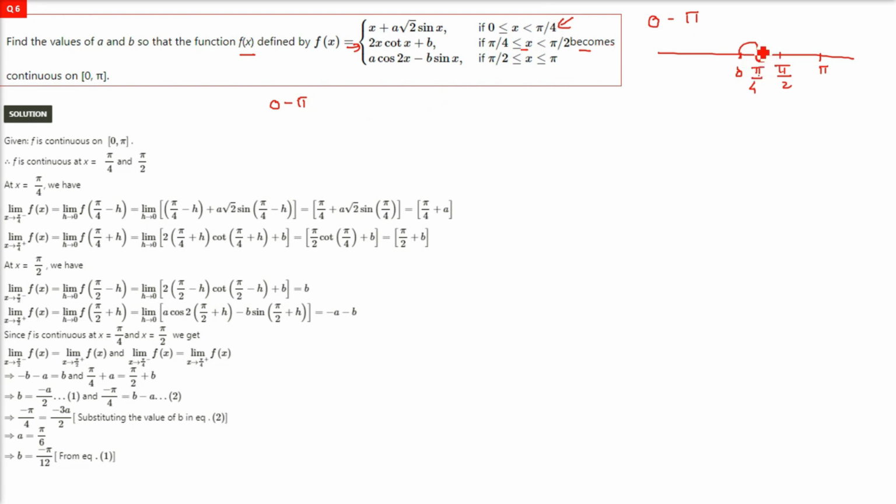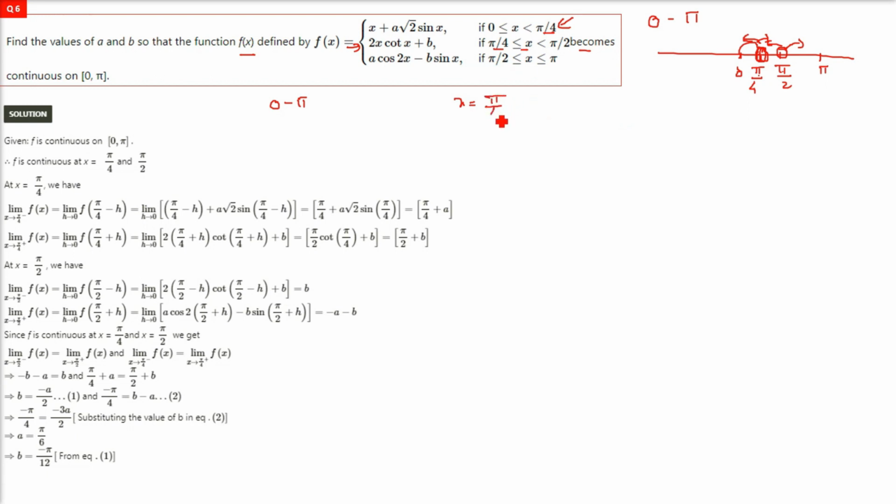The logic I am going to tell you. From 0 to pi by 2, the point where the function changes or inversion takes place is pi by 4. So to the left of pi by 4 and to the right of pi by 4, we need to find out. Similarly, at pi by 2 also there is an inversion of the function. So at pi by 2, we'll also check left hand limit and right hand limit. Let's see what happens.